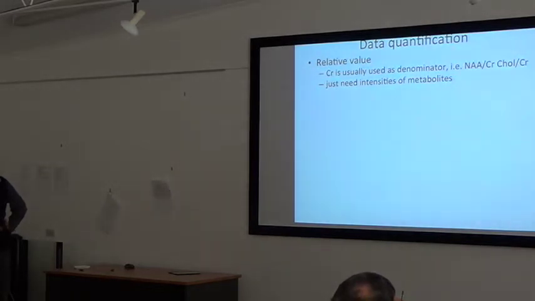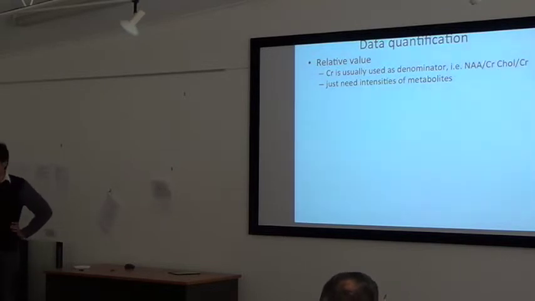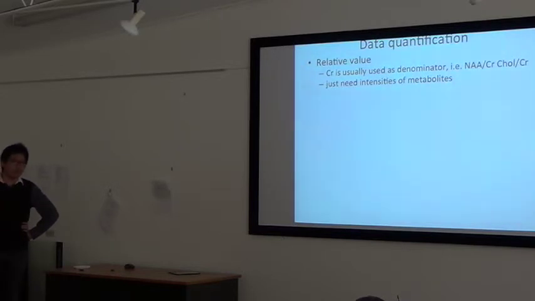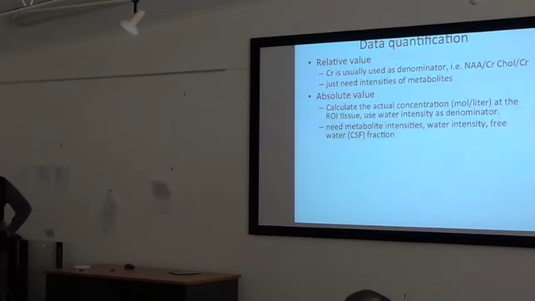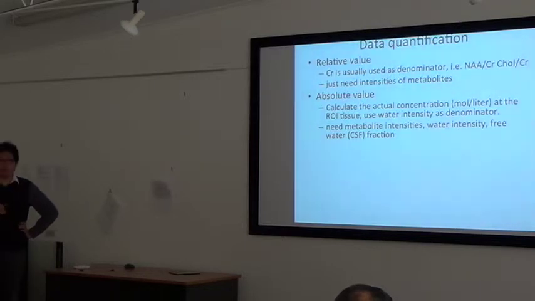Talking about data quantification, we want to measure how big our little peaks are. The first approach we usually use is a relative value. Because creatine is stable, it is usually used as a denominator. So in your publication, you can just talk about NAA over creatine or choline over creatine, and that's usually fine. But creatine is sometimes not always stable. So that comes to the second approach, the absolute value, which calculates the actual concentration at the region of interest in the peak, and basically uses water intensity as the denominator.